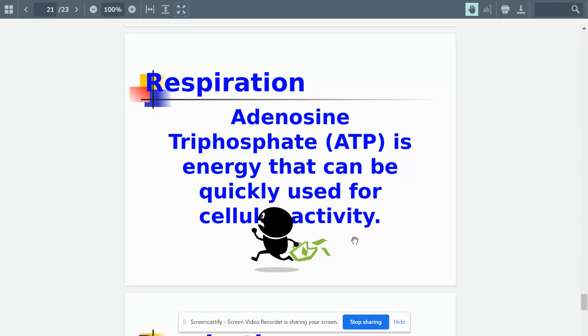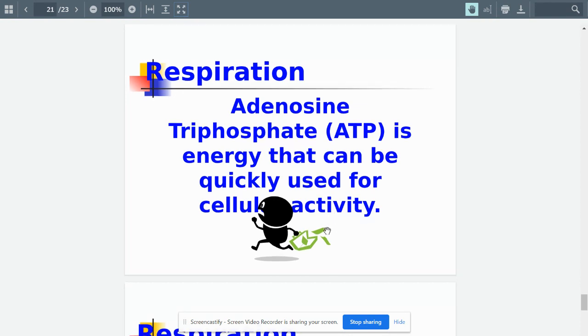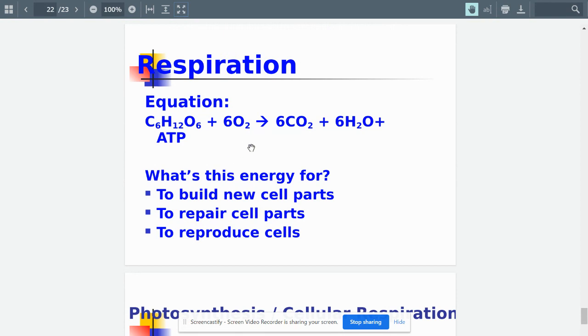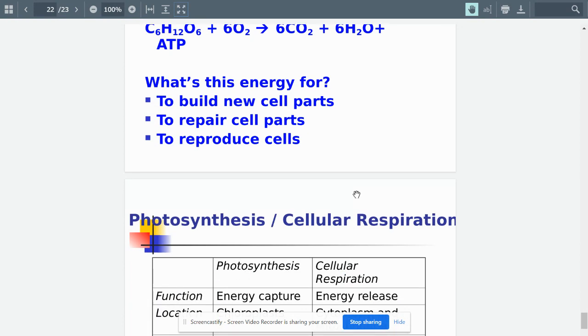Adenosine triphosphate, that's usable energy for the body. We've talked about that quite a bit. To simplify it a bit, it's kind of like the body's money, or how the body pays for everything. So there's the equation again. Energy is used for lots of things: to repair cells, to reproduce cells, to build new cell parts. Your body expends ATPs to do almost everything.